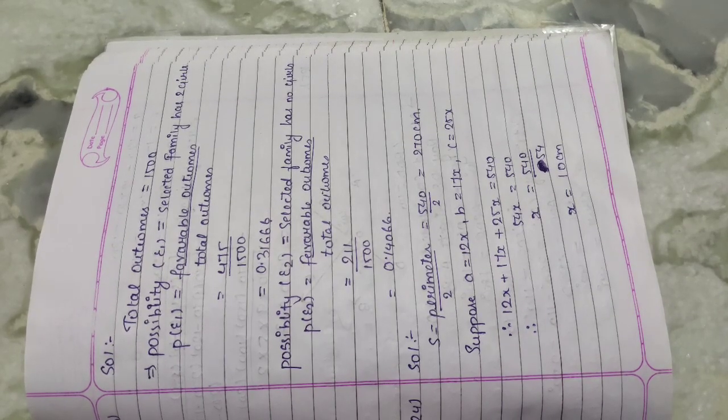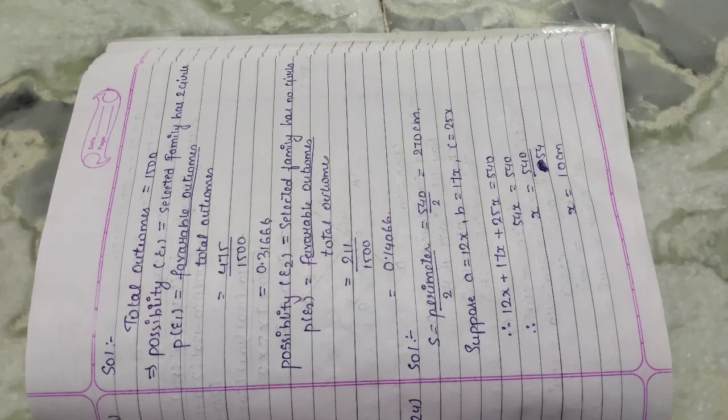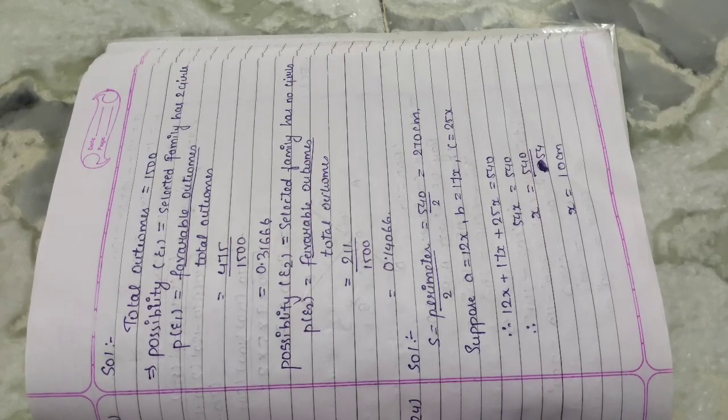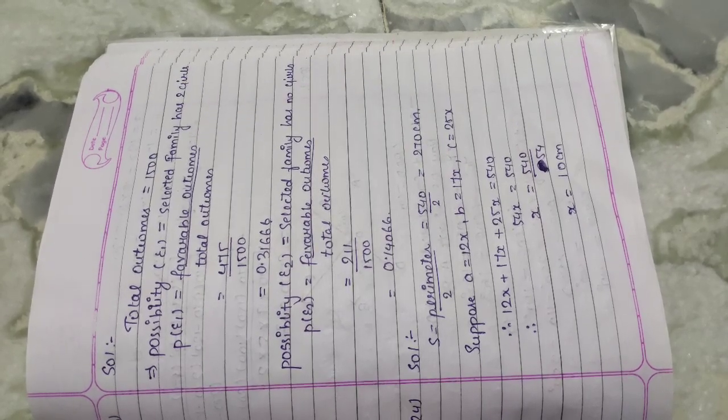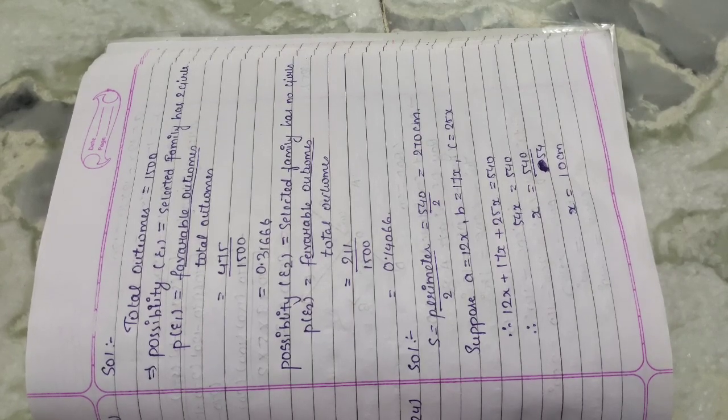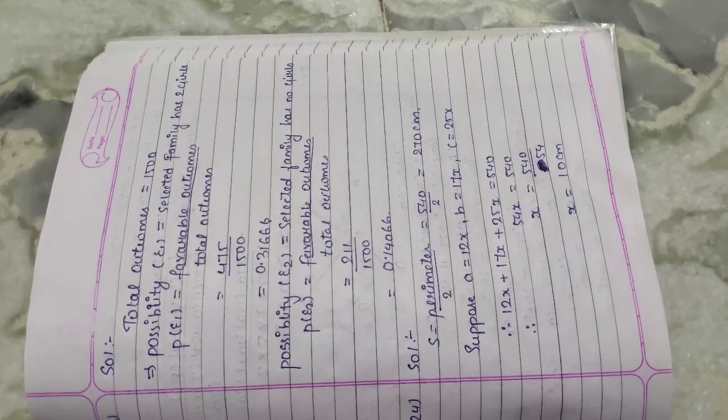Now solution 24, question number 24. S is equal to perimeter divided by 2. Here perimeter is given 540 divided by 2. So we will get S is equal to 270 centimeter. Suppose A is equal to 12x, B is equal to 17x and C is equal to 25x as per the question. Then we can find 12x plus 17x plus 25x is equal to 540. Then we can find x is equal to 10 centimeter.